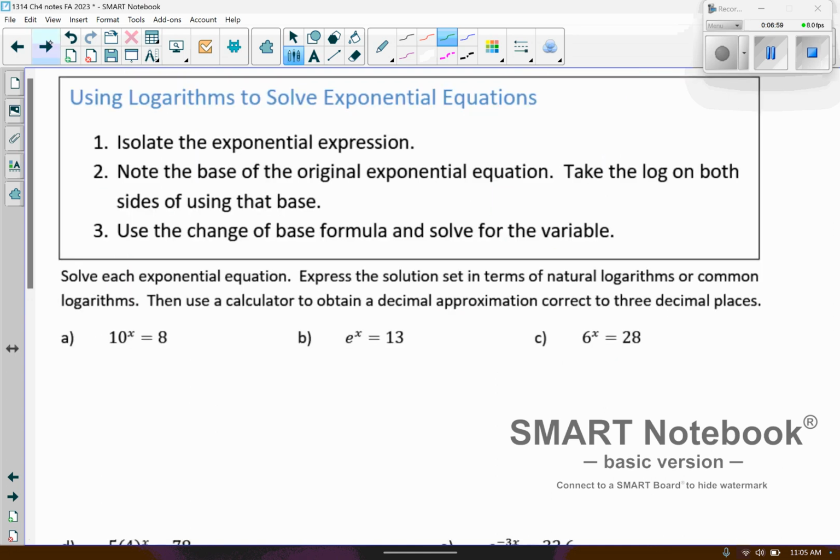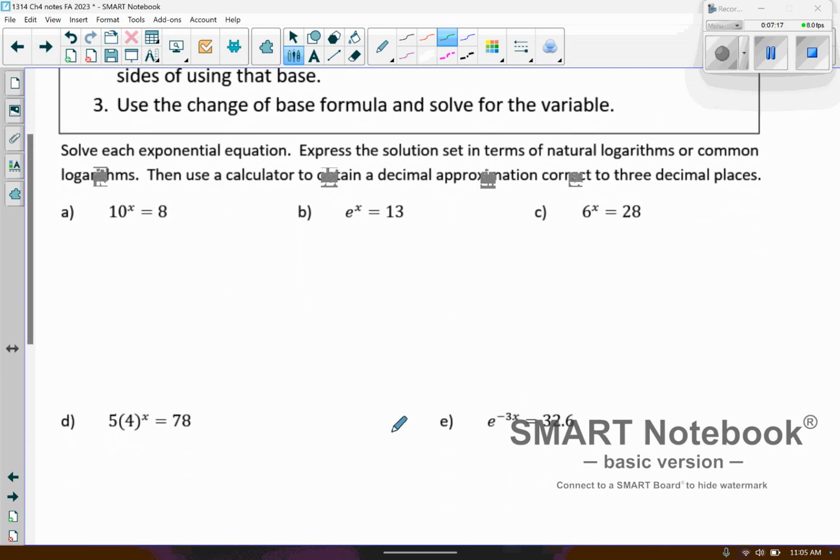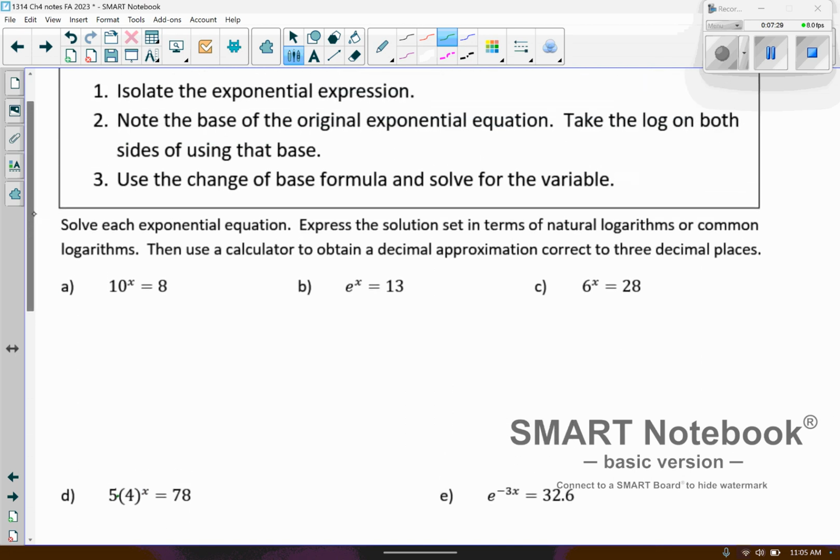Okay, moving on. And so now we're going to look at some logarithm equations here. And so it says using logarithms to solve exponential equations. So step one, isolate the exponential expression. So if you look at my first three, they're all isolated. If you look down below here, E is isolated, my base is isolated, but here you can see on D that that 5 is not part of the base. And so that would be something that would need to get fixed up. That's part of step one, isolate the exponential expression.